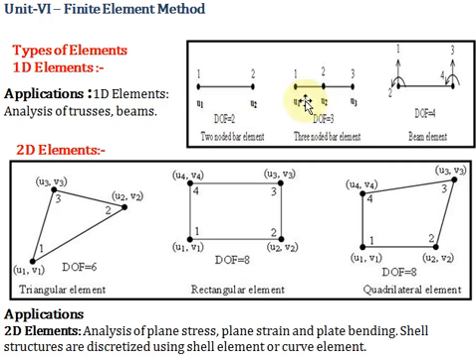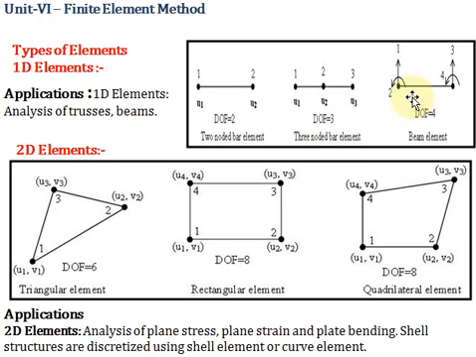So if you see a bar element which is having three nodes, at each node there is 1 degree of freedom. So total number of nodes are 3. So 3 into 1, it is equal to 3. So degree of freedom for 3 noded bar element is equal to 3.